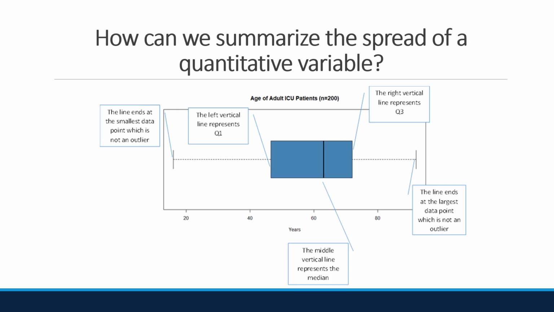One important note is that outliers should not be removed from a data set when they are present. Outliers may contain important information about the data. Here we have a box plot of the variable age in years. Notice that the line ends at the smallest data point, which is not an outlier. The left vertical line here represents Q1, the middle vertical line represents the median, and the right vertical line represents Q3. The distance between the left vertical line and the right vertical line is equal to the IQR, and the line ends at the largest data point, which is not an outlier.